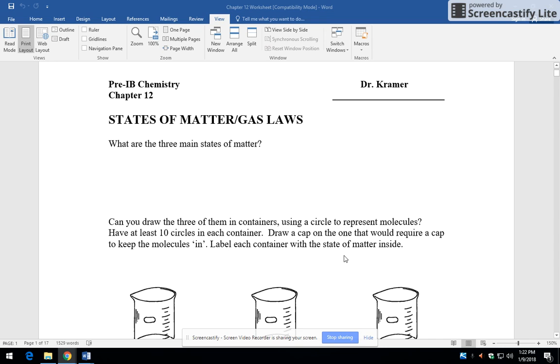Beginning of the last topic before the midterm. I know it's all very exciting. So we're going to start by talking about different states of matter, and then we'll focus on gases, as you can see from the title.